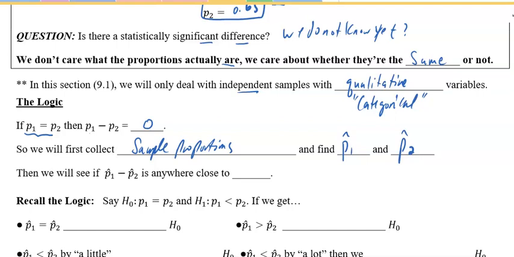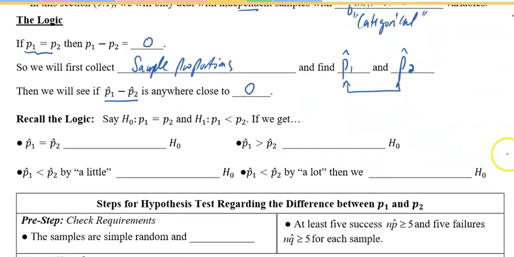Then we will test to see if this is anywhere close to 0 or not. If those are close to 0, then we say those proportions are the same. Men and women vote the same, drive the same, eat the same, whatever it is you're testing. Recall the logic, and the same idea applies. H naught will always say nothing changed. P1 minus P2 equals 0, or P1 equals P2. The alternative will say it's different. Either it's less than, greater than, or not equal.